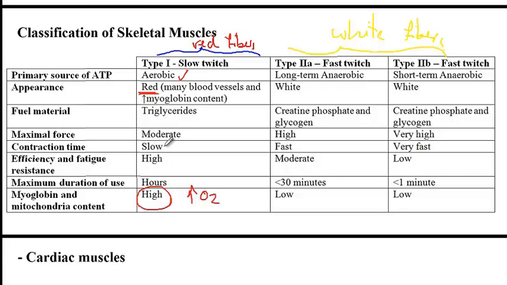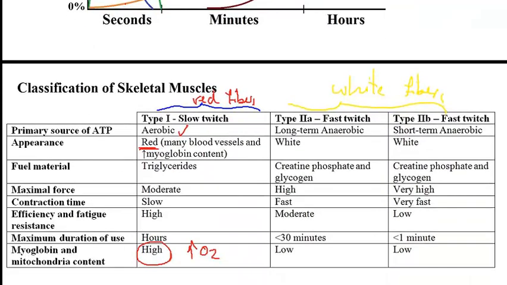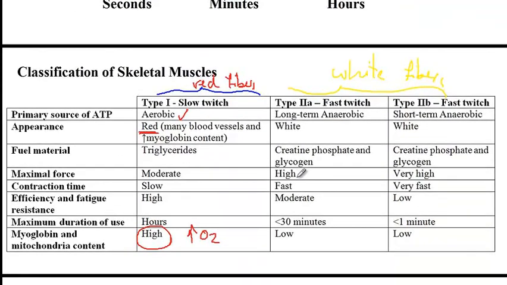But then the downside to these muscle fibers is that their contraction time is relatively slow and the maximal force that they produce is moderate. Versus the fast twitch muscle fibers, or also known as type 2 muscle fibers, which rely on anaerobic respiration. Since they don't have many blood vessels and they don't rely on too much mitochondria and myoglobin, therefore they have a white color. They use creatine phosphate and glycogen for energy production. So they rely mainly on creatine phosphate and glycogen in order to supply the glucose for anaerobic glycolysis. And in return, they have a very high contraction force as well as a fast contraction time.